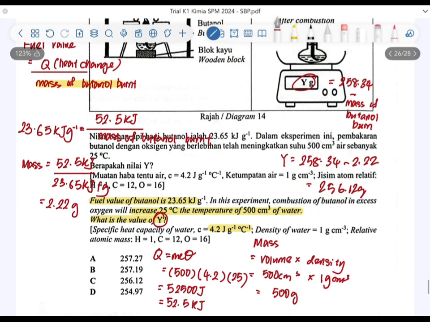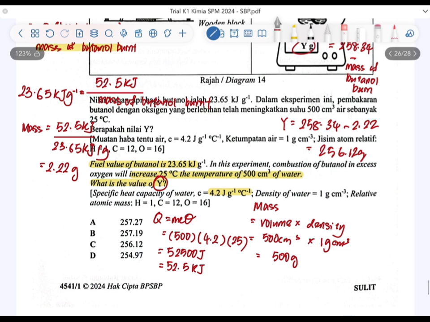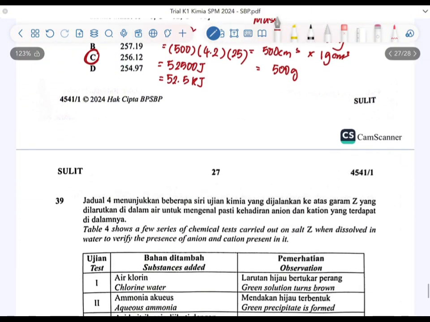It will be 256.12 gram. So let's see A, B, C, and D. We get the exact answer, which is C. So our answer would be 256.12 gram. Okay, let's continue for the next question.